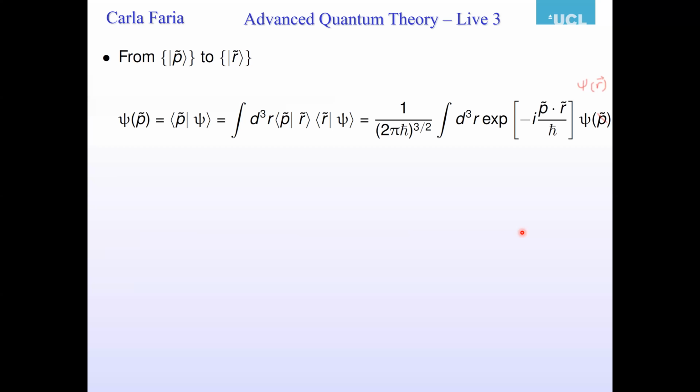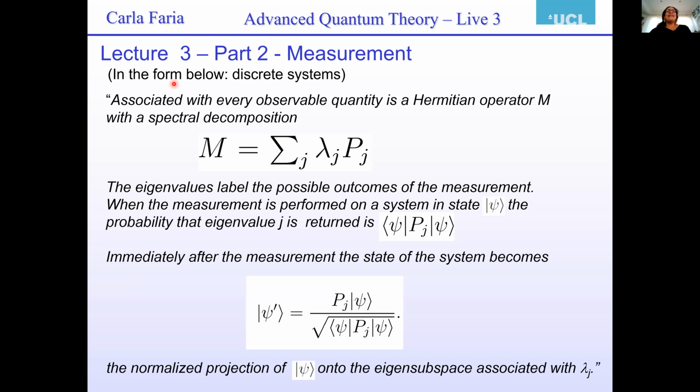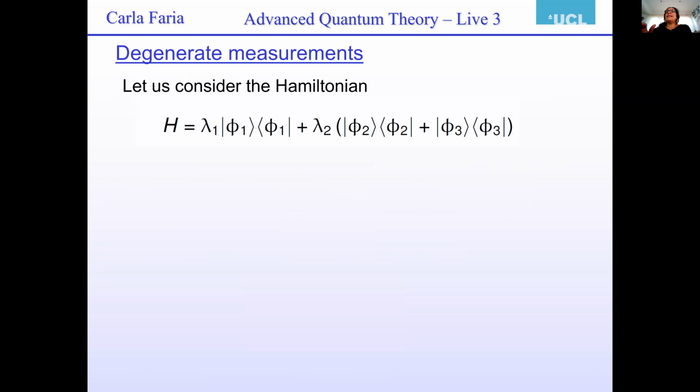So another point of this lecture was related to measurement. And in this form, this was really tailored to discrete systems. So we said that we have a Hermitian operator M associated with every measurable quantity. You would have the spectral decomposition, and here you would have projectors. And this would be the possible outcomes of the measurement, and the probability that the eigenvalue lambda j is returned would be this. And immediately after the measurement, you would have this change, which is a normalized projection onto the eigen subspace associated with that. And the question a lot of people had is, why do you consider this instead of just saying I collapse to the corresponding eigenvectors?